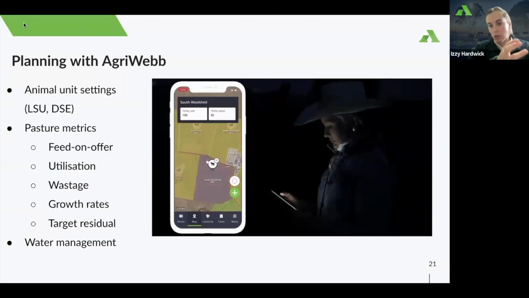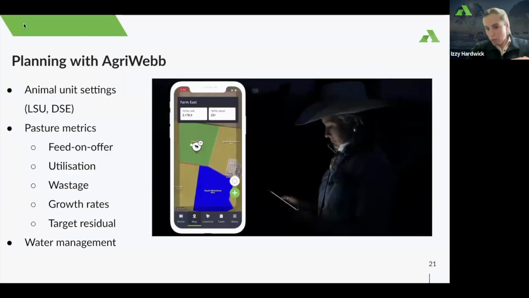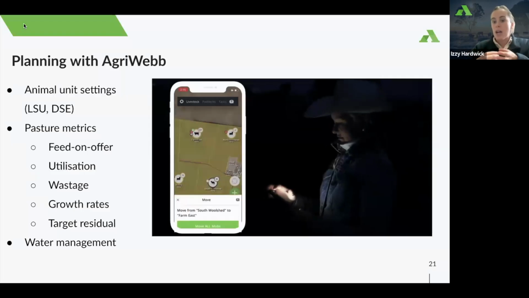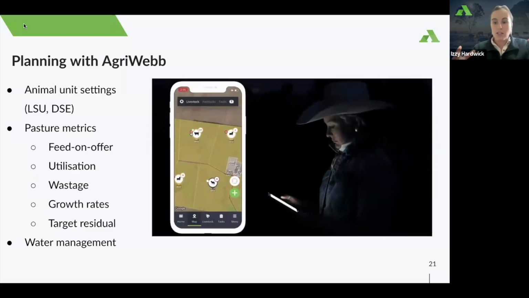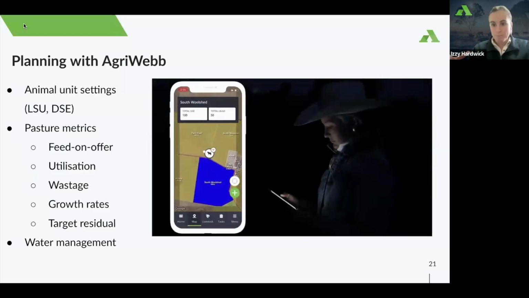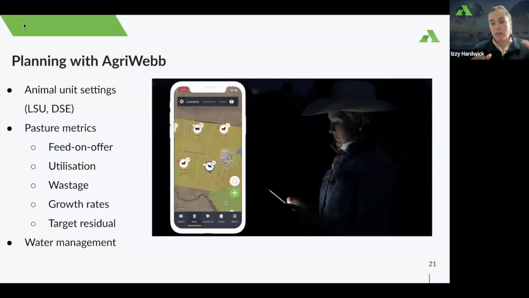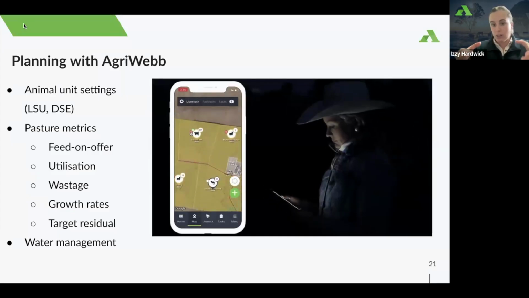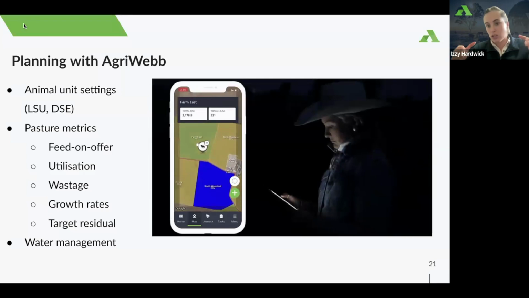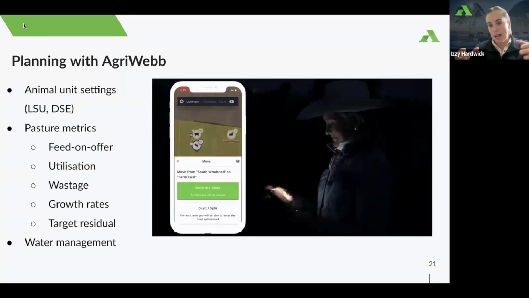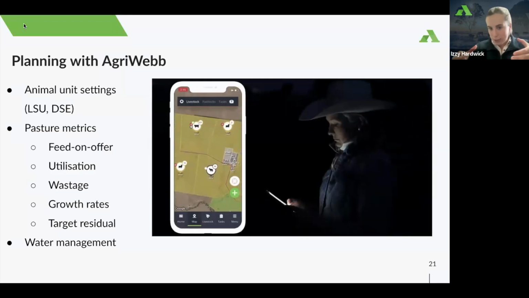Separating out your vegetation on your map is going to make your feed on offer readings that come through from Cibo a lot more accurate, because if you just leave it as the whole paddock, you're going to get an average total standing dry matter across those two areas. In reality, only the grazable area is actually going to be used. So we want to make sure that we've got that mapped out in AgriWebb so that it's more accurate.